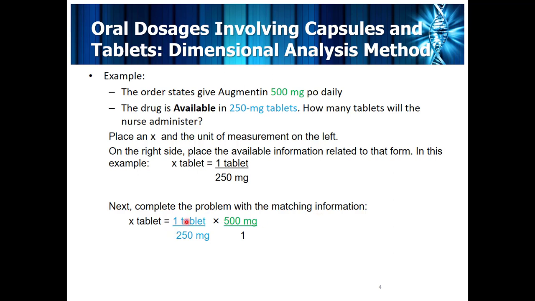Complete the problem with the information. So I need to be able to cancel out that milligrams by bringing across that Augmentin milligram. That allows me to cancel everything out. Once I do that, I see there's nothing left on the right side of the equation but that tablet. So that allows me to answer the question by multiplying across and dividing. And once again, that would be 2 tablets and a nice little red cloud.